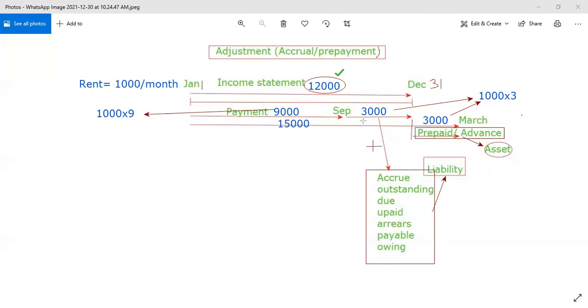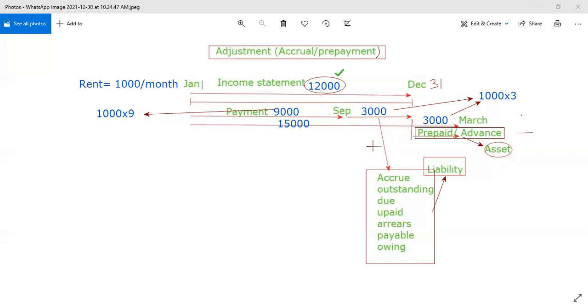And if it is given 15,000, and in the adjustment it is given that prepaid is 3,000, if it is prepaid, what you have to do? You have to subtract it. That is, you have to minus it.